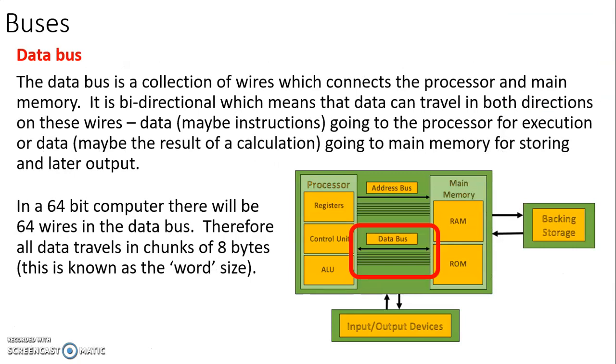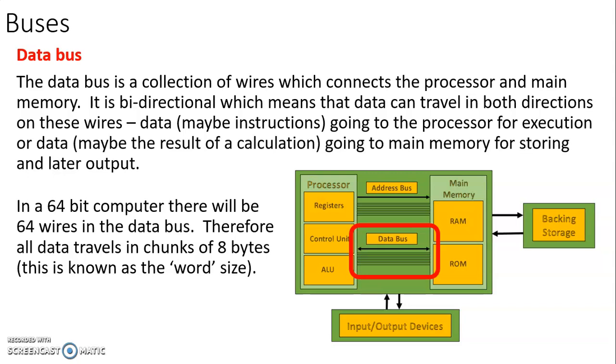We're now going to look at what we call buses. There are 2 types that we need to look at, and you can see here the highlighted one, data bus, is what we're going to look at first, and then we also have address bus up here. A data bus is a collection of wires, actual tangible physical wires that you can touch, which connect the processor and main memory. It is bidirectional, which means that data can travel in both directions on these wires. Bi just means 2, so bidirectional.